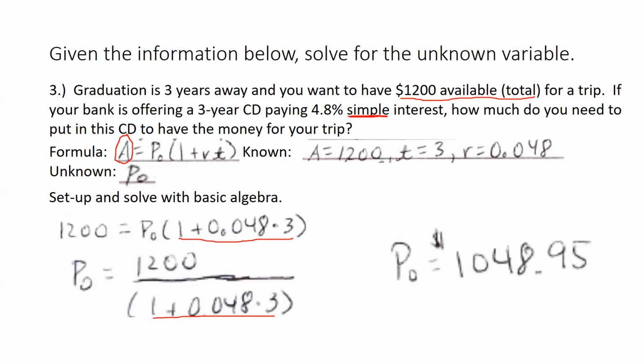So now I end up with an initial value of $1,048.95. What this means contextually is that I'm going to put $1,048.98 into this account with 4.8% simple interest for 3 years, and I'll have exactly $1,200 available for my trip. Okay.